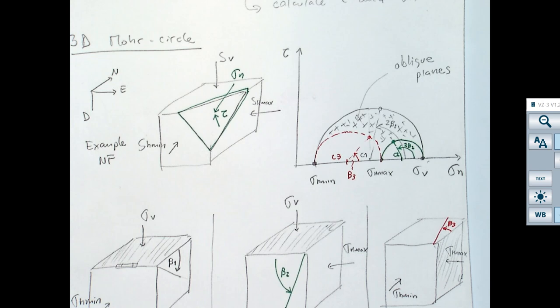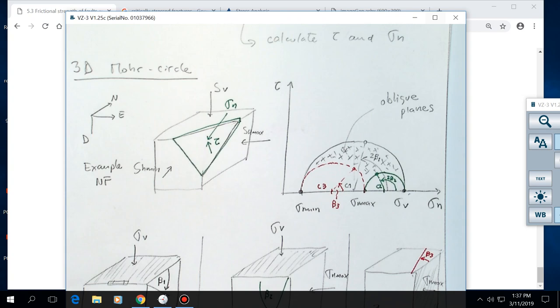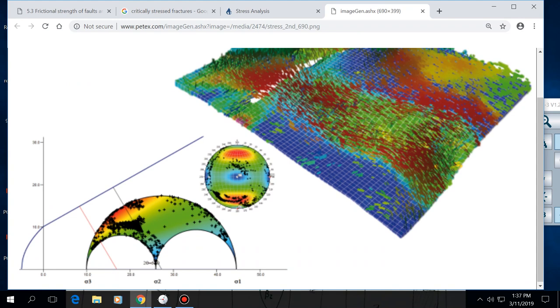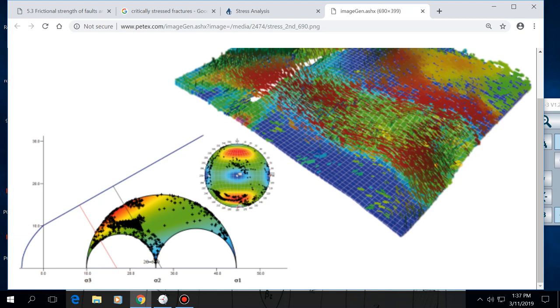And that's exactly what we were seeing in here. So here you see the mapping of all real faults, and just a few of them are on the circles. Here you have a few, right, but not that many over here, not that many over there. Most of them plot inside.